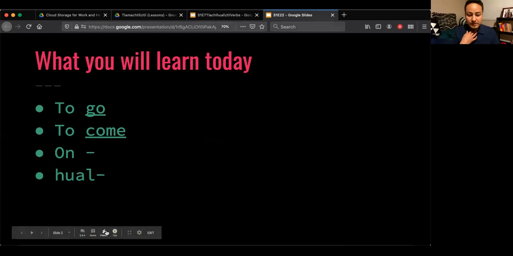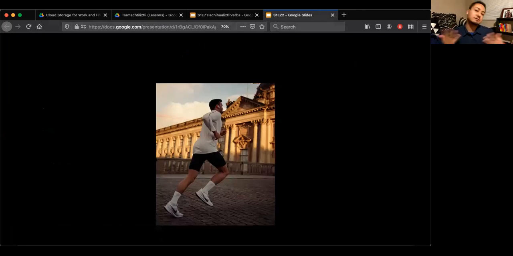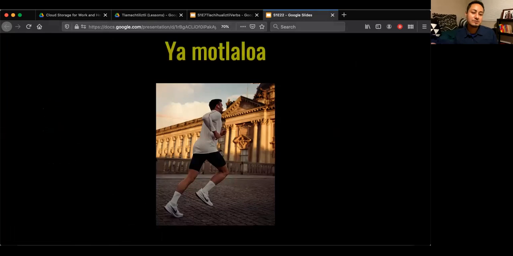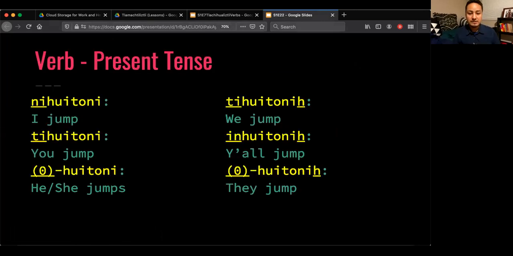Okay, so if you remember from previous sections, I've taught you such verbs as motlaloa, so ya motlaloa, he runs, or ya nehnemi, he or she walks. Okay, so if you remember when we were using those verbs, they were very regular. So we had ni witoni, I jump, ti witoni, you jump, witoni, he or she jumps, ti witoni, we jump, in witoni, y'all jump, and witoni, they jump.